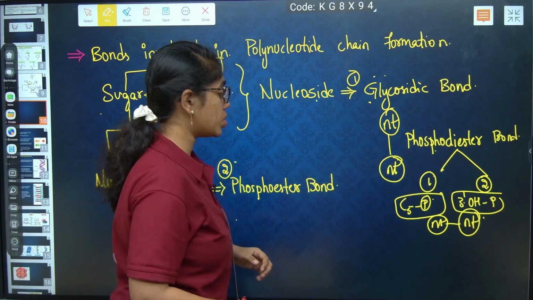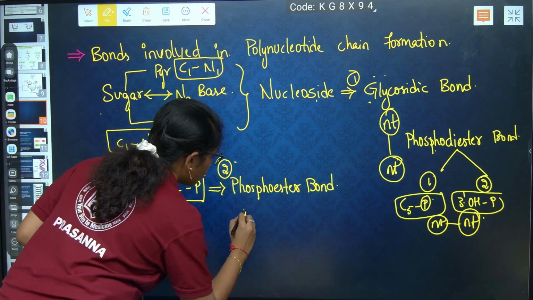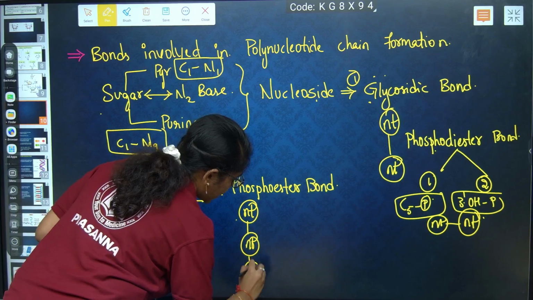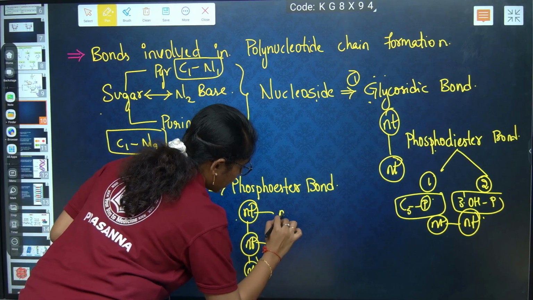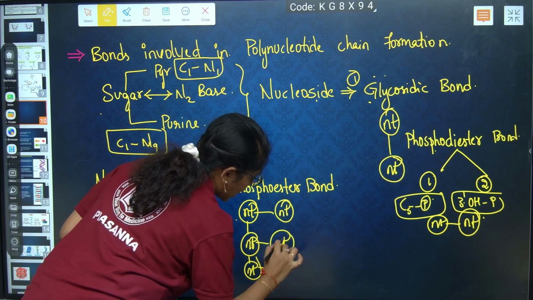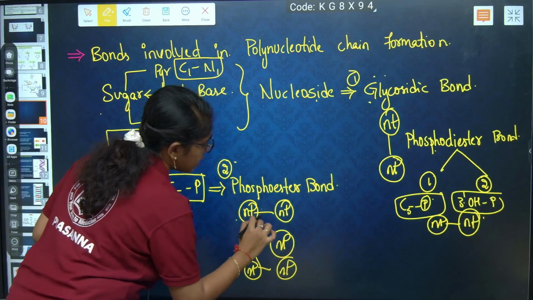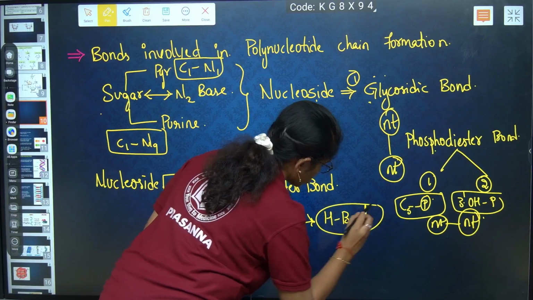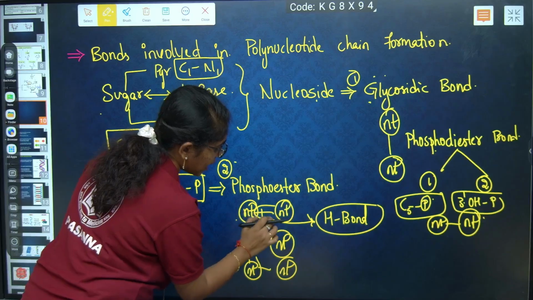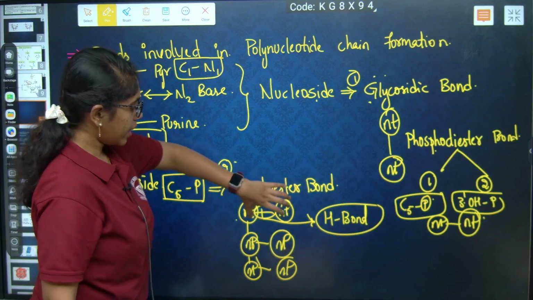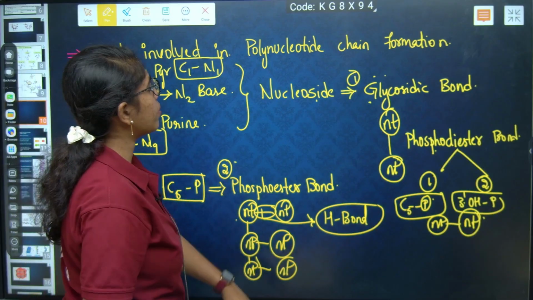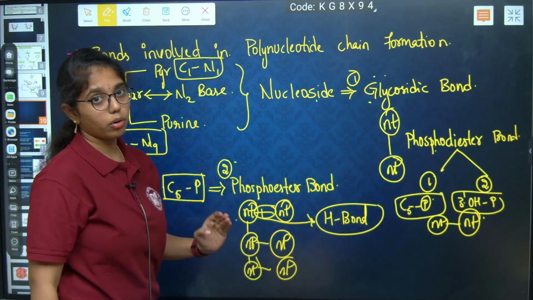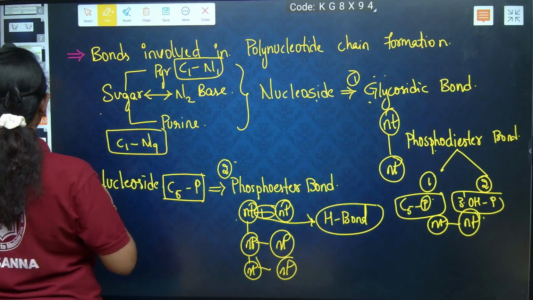If the question is how many bonds are included in the formation of a double stranded polynucleotide chain, one more bond is added, that is the hydrogen bond, wherein two bases of the two strands are connected inside. For a double stranded DNA, four bonds are required. What are they? Glycosidic bond, phosphoester bond, phosphodiester bond and hydrogen bond. Yes. Next.